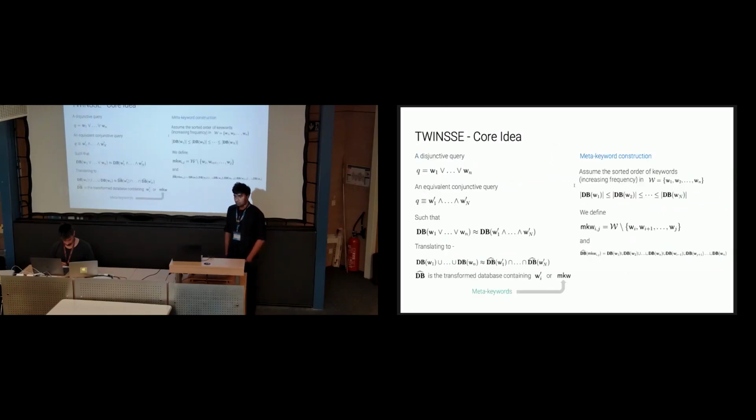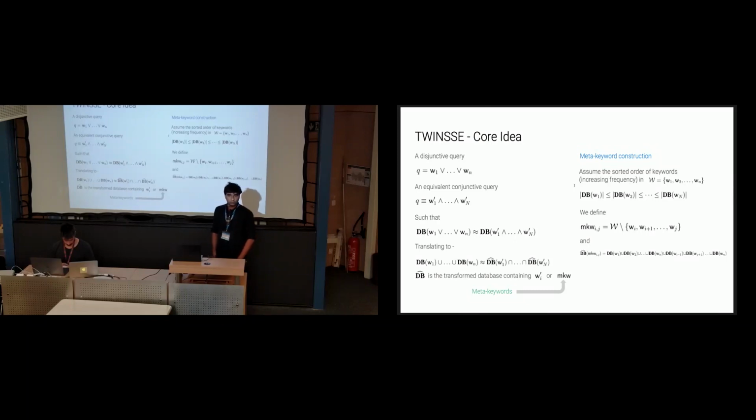The core idea is like this. We have a disjunctive query Q equal to W1 or up to Wn. We want to transform it into an equivalent query Q equal to W1' and up to Wn', such that if we query this new expression using a conjunctive searchable symmetric encryption scheme, we get almost the same result as querying the disjunctive query that we had in the first place, W1 or up to Wn.